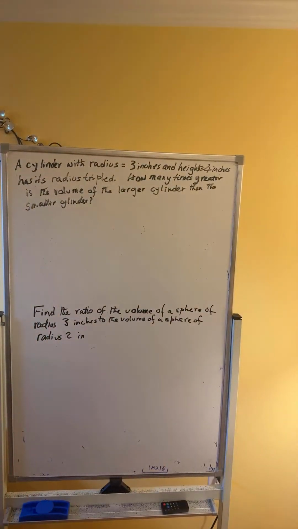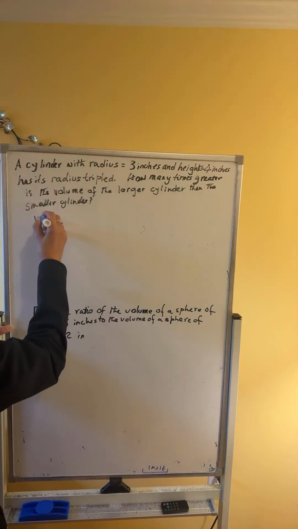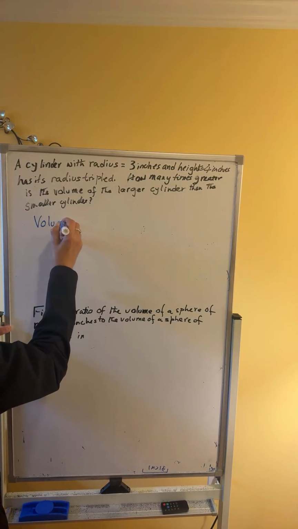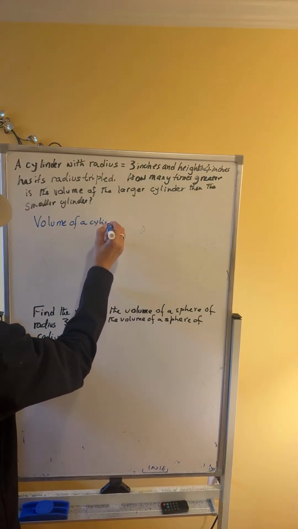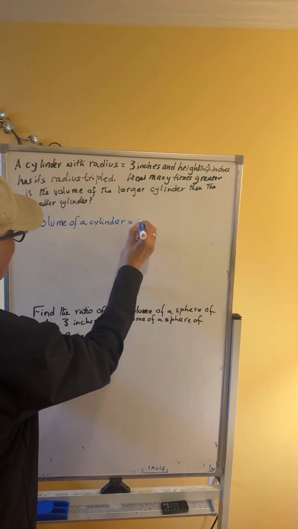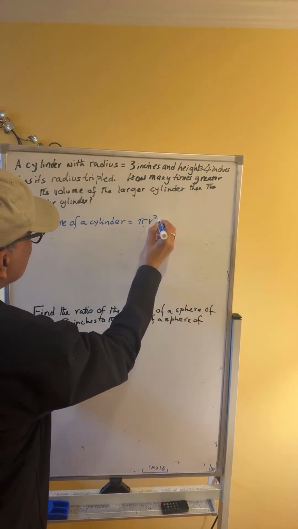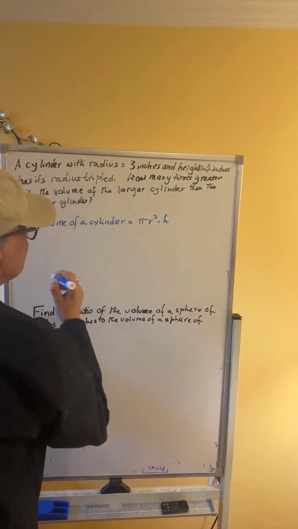One says a cylinder with radius equal to 3 inches and height equal to 4 inches has its radius tripled. We'll assume the height remains the same. How many times greater is the volume of the larger cylinder than the smaller cylinder? To solve this problem, we have to use the formula for the volume of a cylinder, which is pi r square times the height of the cylinder.